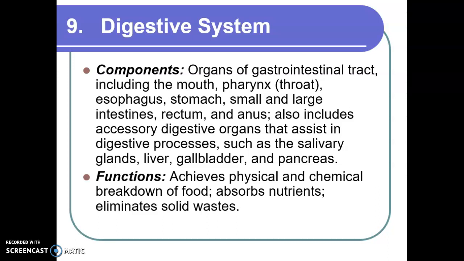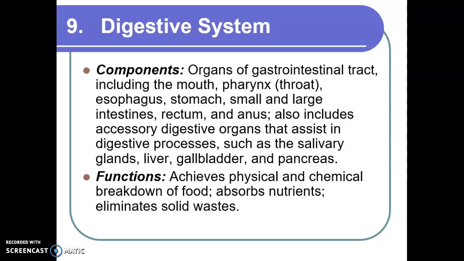The small intestine is what absorbs the nutrients that our food needs. And then the large intestine takes that excess waste and gets rid of it, and it leaves our body through the rectum and the anus. We also have what we call accessory digestive organs that help with breaking down the food, like our salivary glands, the liver, the gallbladder, and the pancreas. So of course, many different structures are involved so that we can get the nutrients needed to help our body function.